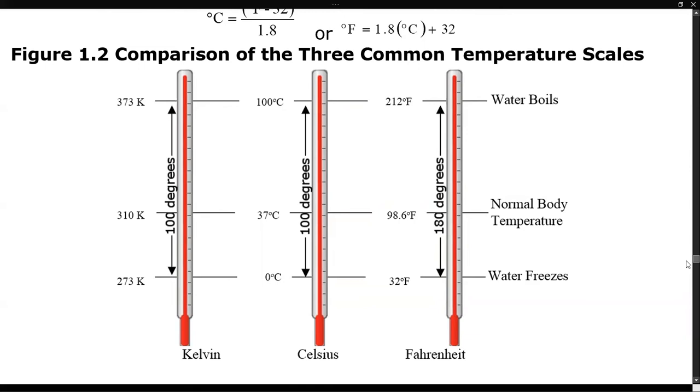And then I put normal body temperature, 98.6 Fahrenheit, is about 37 degrees Celsius, which is about 310 Kelvin. And you can see that the plus or minus 32 in the equation comes from the fact that between the Celsius and the Fahrenheit, the 0 point is shifted 32 degrees.